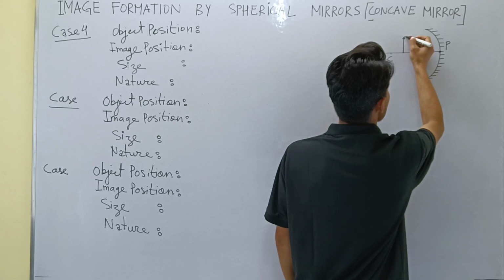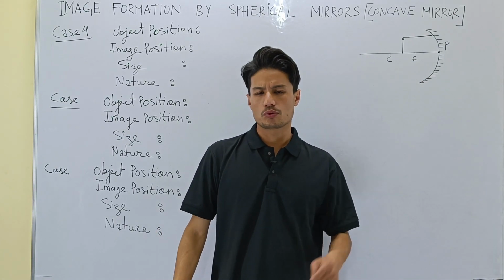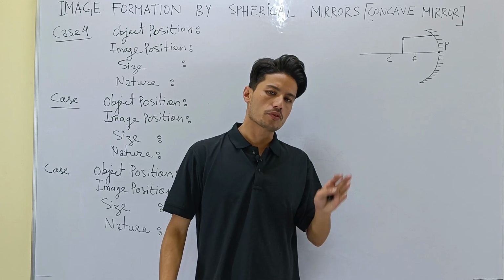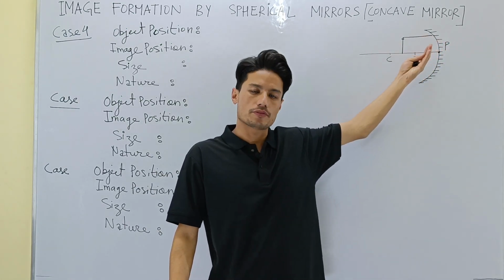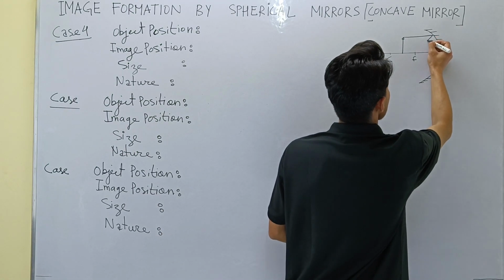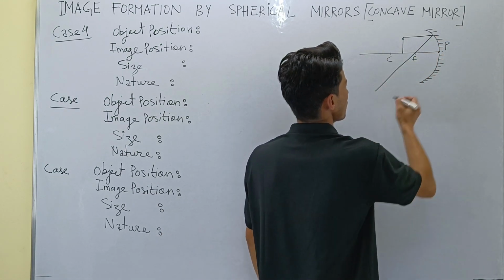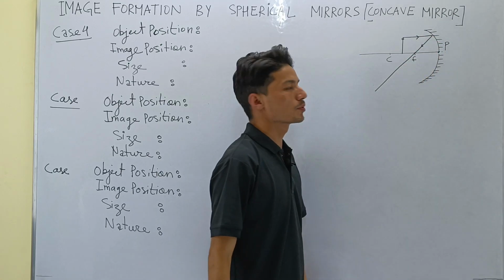I will follow rule 1 first. Rule 1 is followed a lot. I think in all the 6 cases we follow rule 1. So rule 1 is very, very important, which is ray traveling parallel. After reflection passes through focus. This is the one, ray traveling parallel. After reflection passes through focus, rule number 1 is done.